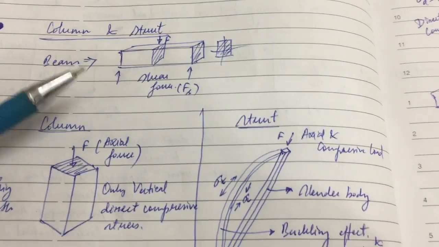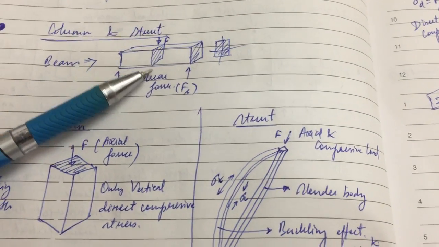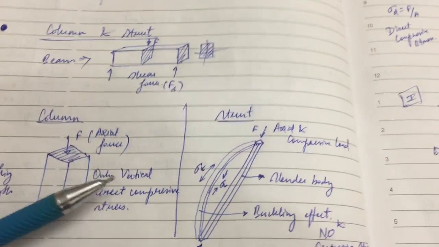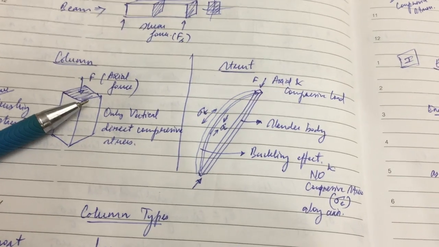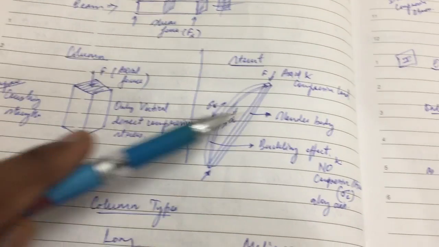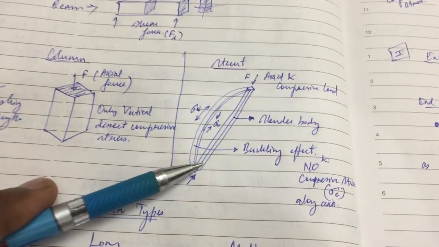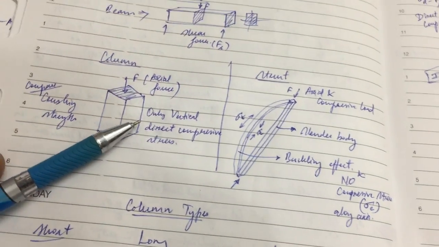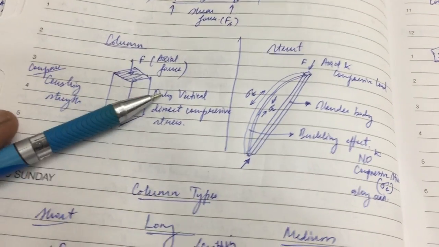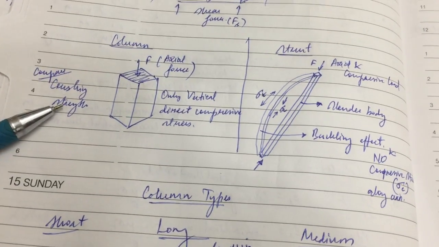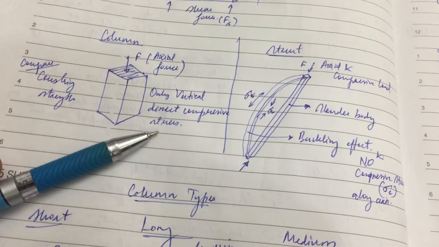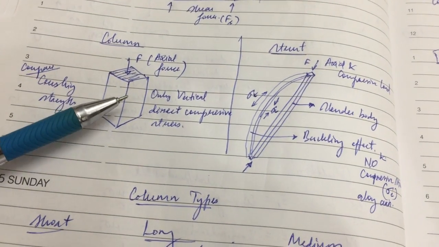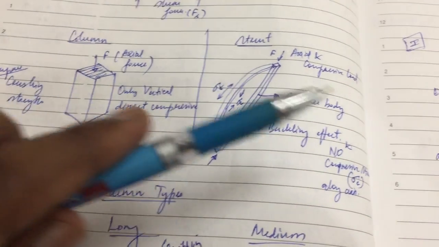What is column and strut? Basically, if you have a beam like this and we have a force like this, the shear force is applied here. But if we have a column, only the axial force is applied. In a column, only the axial force is applied, and axial force creates the direct compressive force, and the strength is basically compared with the crushing strength of the material.